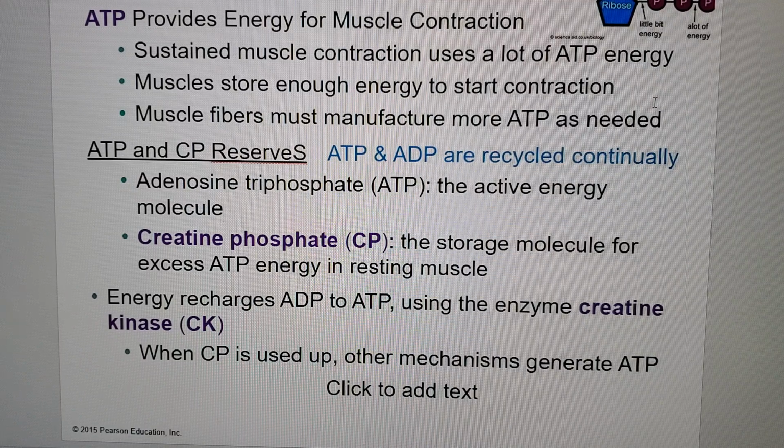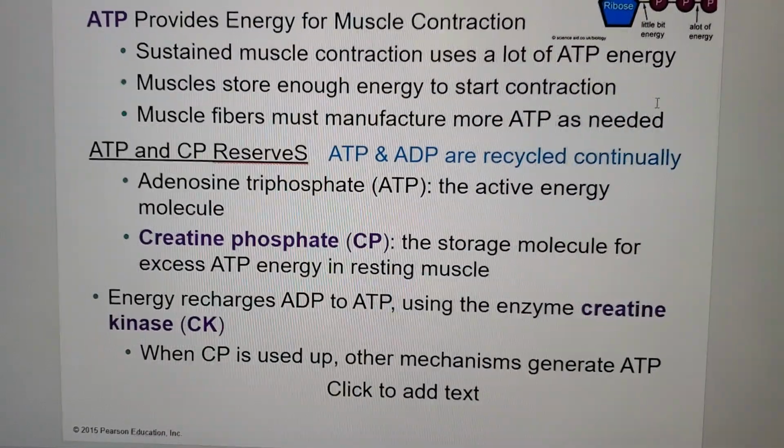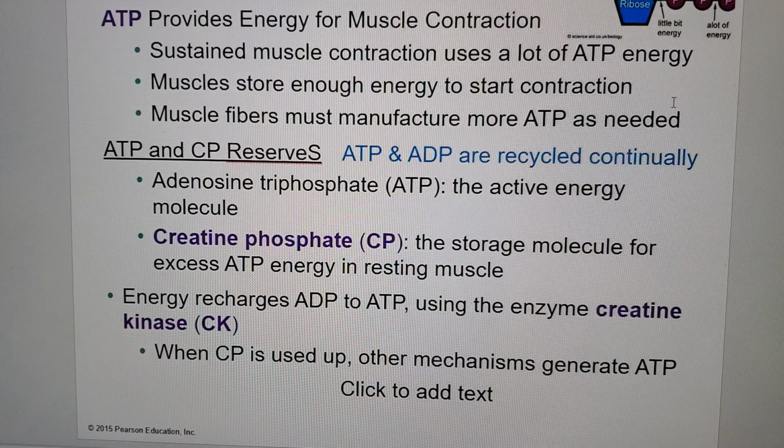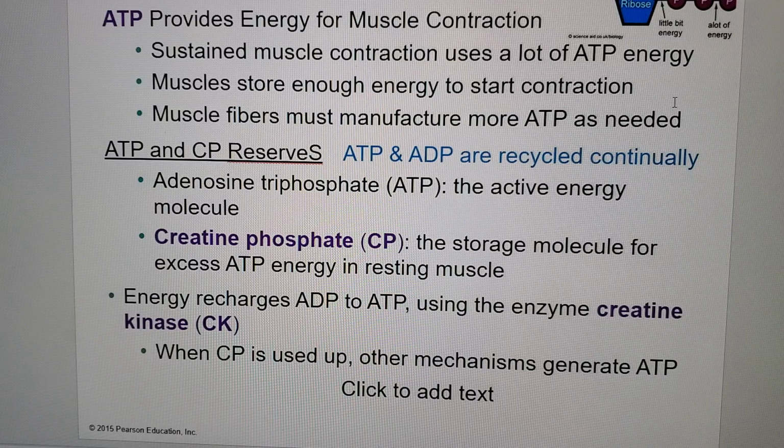ATP provides energy for muscle contraction. Sustained contraction uses a lot of ATP energy, and the muscles store enough energy to start a contraction, but the fibers are going to need to manufacture more ATP as it's needed. ATP and ADP are recycled continually. Creatine phosphate, CP, is the storage molecule for excess ATP energy in a resting muscle.